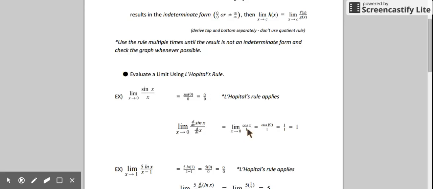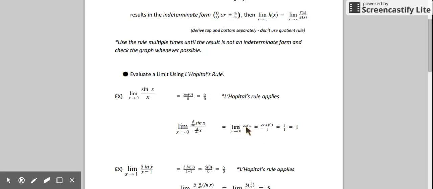Now, after finding the derivative, I can try and substitute. If it works, then we're done. We evaluate it. If it does not work, then you are allowed to derive again. And you keep deriving until you're allowed to substitute and it works. However, be careful. Don't keep deriving once it works. Otherwise, you'll get the wrong answer.